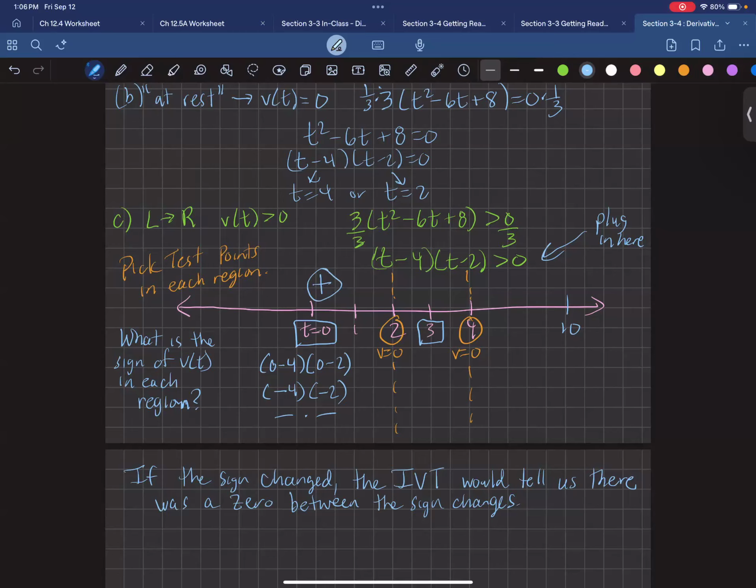Then I'm going to do 3. I'll do one here. 3 minus 4 and 3 minus 2. Again, we're looking for the sign. 3 minus 4 is negative. 3 minus 2 is positive. So this is a negative overall. And then when I do 10, 10 minus 4 and 10 minus 2, these are both positive. So this makes this overall region positive.